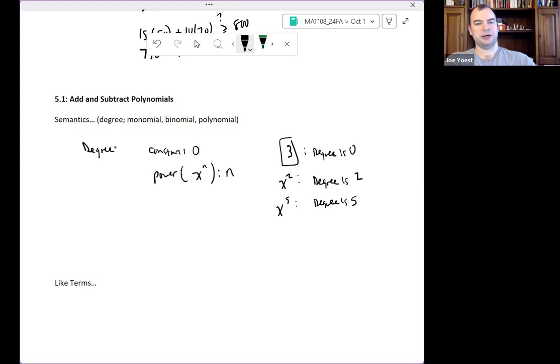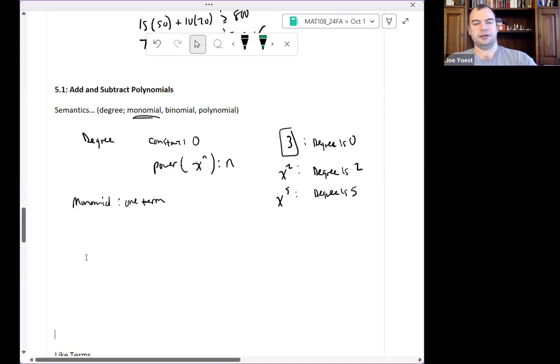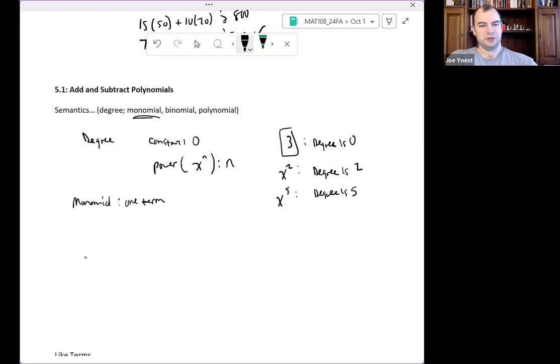Now, what if we start combining these together? A monomial is a polynomial with one term. Terms are things that get added together or subtracted off one another. So monomial was something like 3 or x squared or 7x. These would be 3 different monomials.